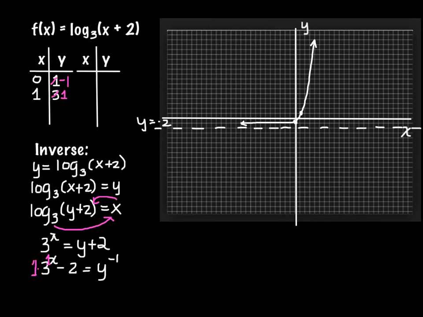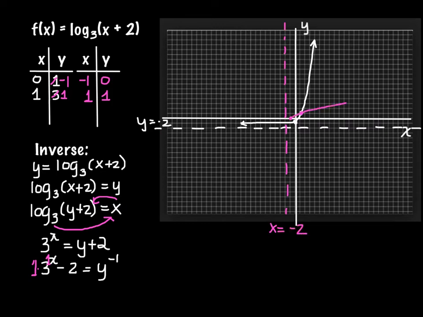Now I'm going to switch these points, and I'm going to write negative 1, 0, and 1, 1. And I'm going to plot those. Negative 1, 0, and 1, 1. But don't forget, if I have a horizontal asymptote at y equals negative 2, I have a vertical asymptote at x equals negative 2. So for my logarithm, I actually have a vertical asymptote at x equals negative 2. Everything switches.